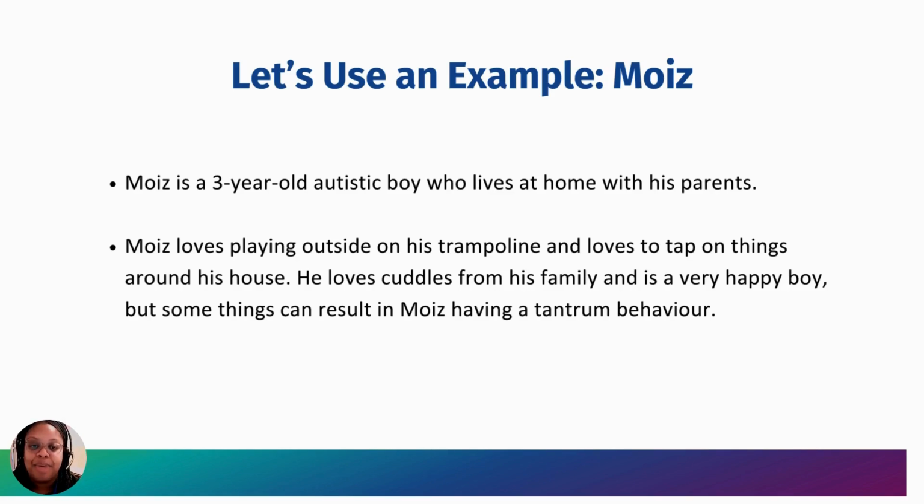Let's think about Moyes. Moyes is a 3-year-old autistic boy who lives at home with his family. He loves playing outside on his trampoline, singing songs, and loves to tap on things around his house. He loves cuddles from his family and is a very happy boy. But some things can cause Moyes to tantrum.